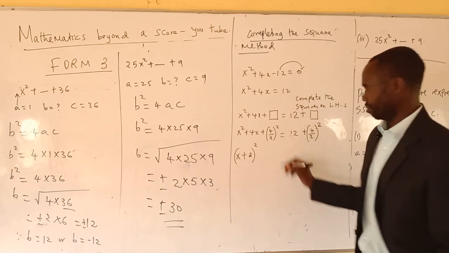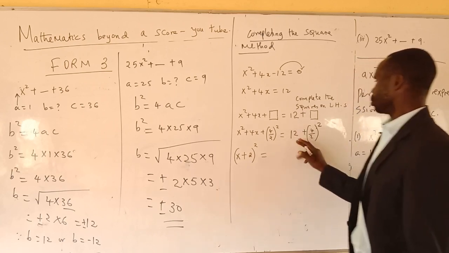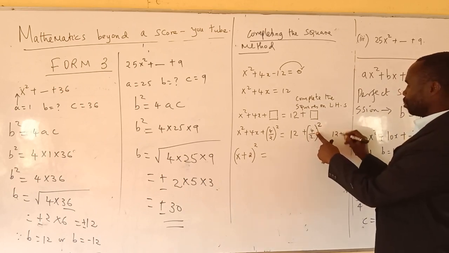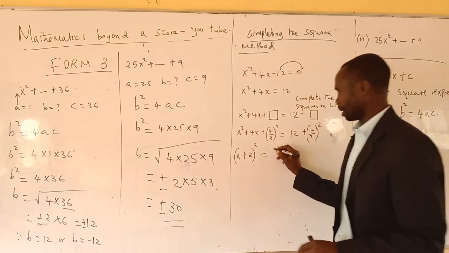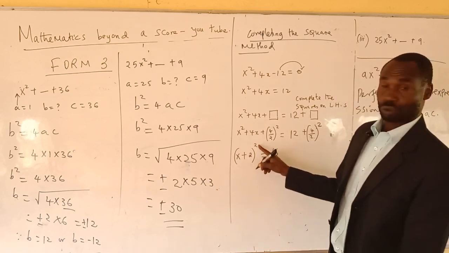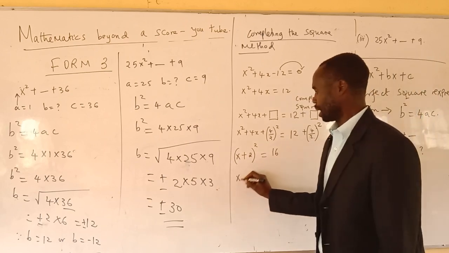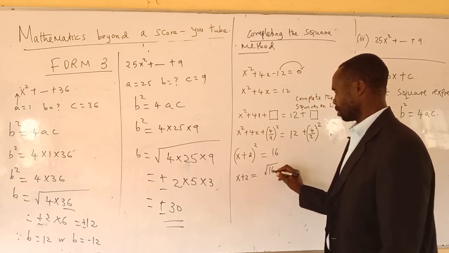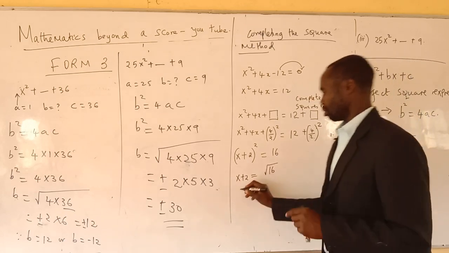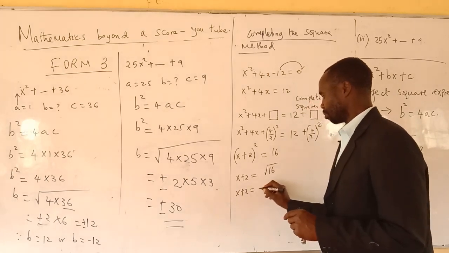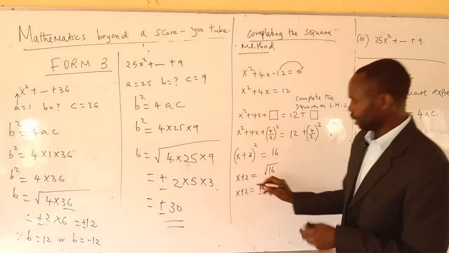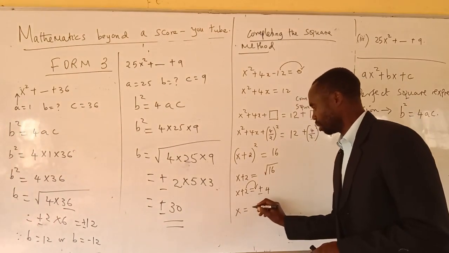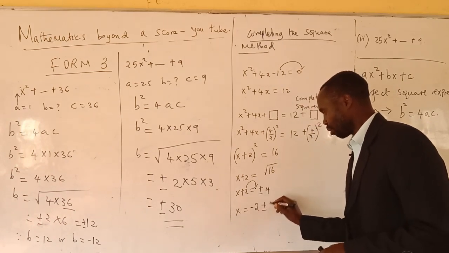That is the beauty of mathematics. This is equal to 12u plus 2u squared is 4. 12u plus 4 is 16. So this one is 16. We need to remove this square from here. We square root both sides. x plus 2 equals the square root of 16, which is plus or minus 4. So x plus 2 equals plus or minus 4. Bring this one here, bring this one inside here. What we have is x equals negative 2 plus or minus 4.